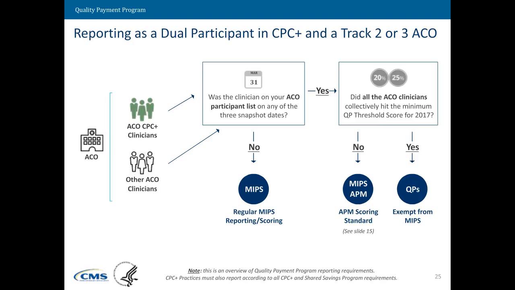And so finally, reporting as a dual participant in CPC Plus and a Track 2 or 3 Shared Savings Program ACO is similar to reporting as a dual participant in Track 1, except you may reach QP status and be exempt from MIPS. If you were captured on the ACO participant list for one of the 3 snapshot dates, then you will either become a QP through your participation in your Track 2 or 3 ACO, or you will need to report to MIPS as part of your Track 2 or 3 ACO by way of the MIPS APM scoring standard, as we mentioned earlier.